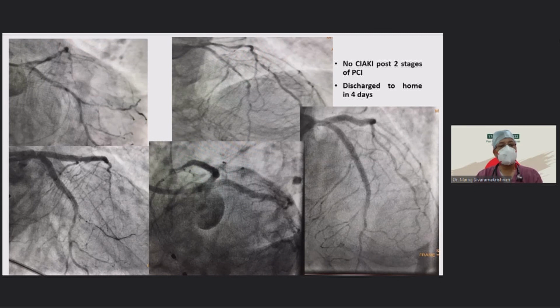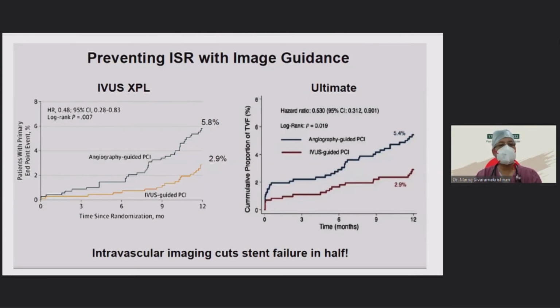So these are some of the final images of the left main, LAD and the post PCI. You could see a well optimized result. So this patient could achieve a complete revascularization by CHIP PCI transradially for a no-option, surgically rejected case. The patient was discharged home in 4 days with no contrast induced acute kidney injury.